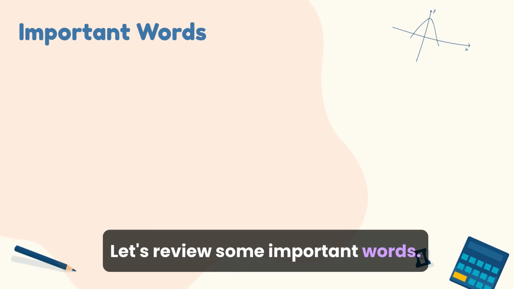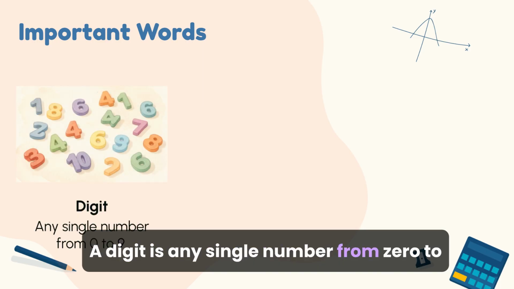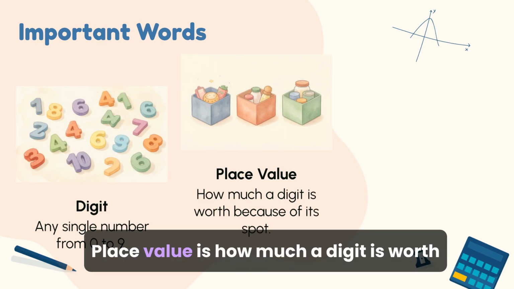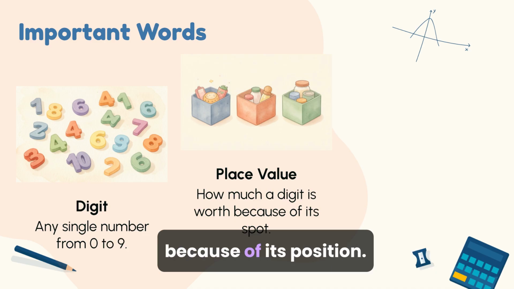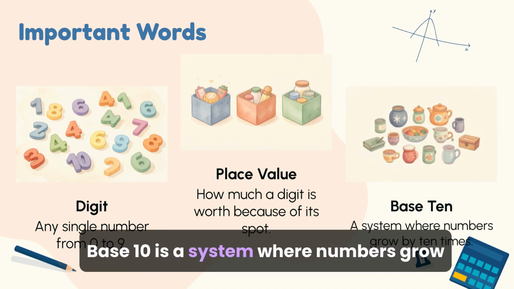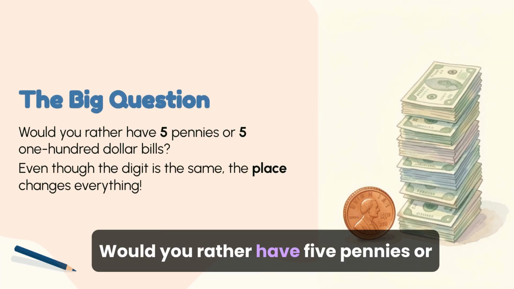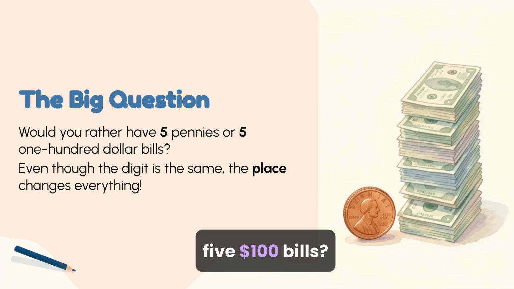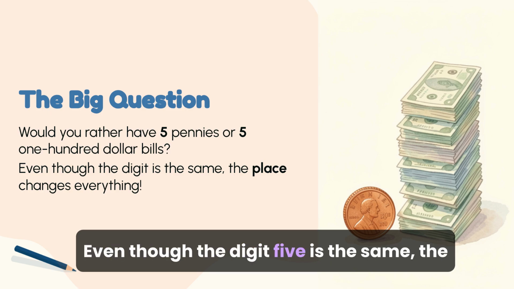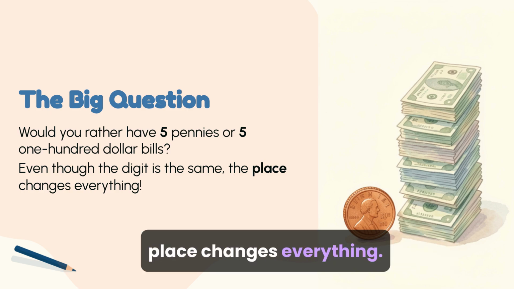Let's review some important words. A digit is any single number from 0 to 9. Place value is how much a digit is worth because of its position. Base 10 is a system where numbers grow by 10 times. Here's the big question. Would you rather have 5 pennies or 5 $100 bills? Even though the digit 5 is the same, the place changes everything.